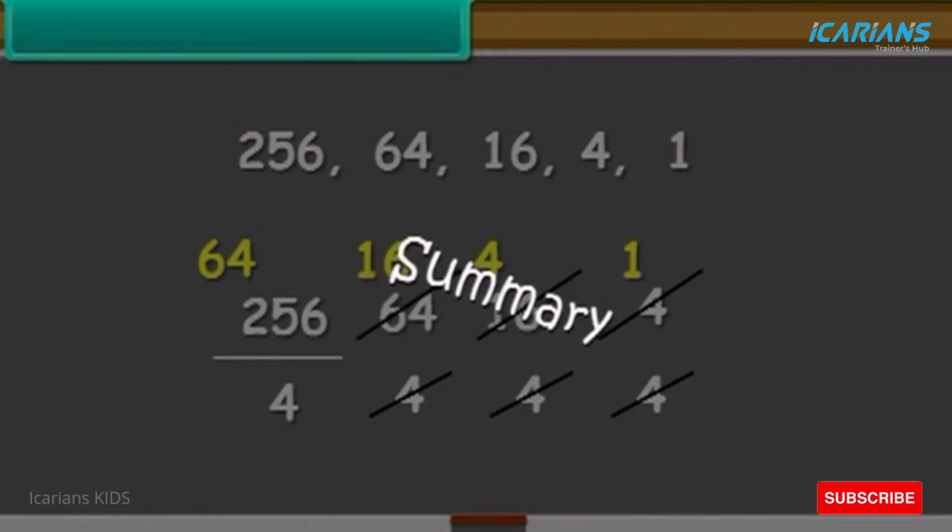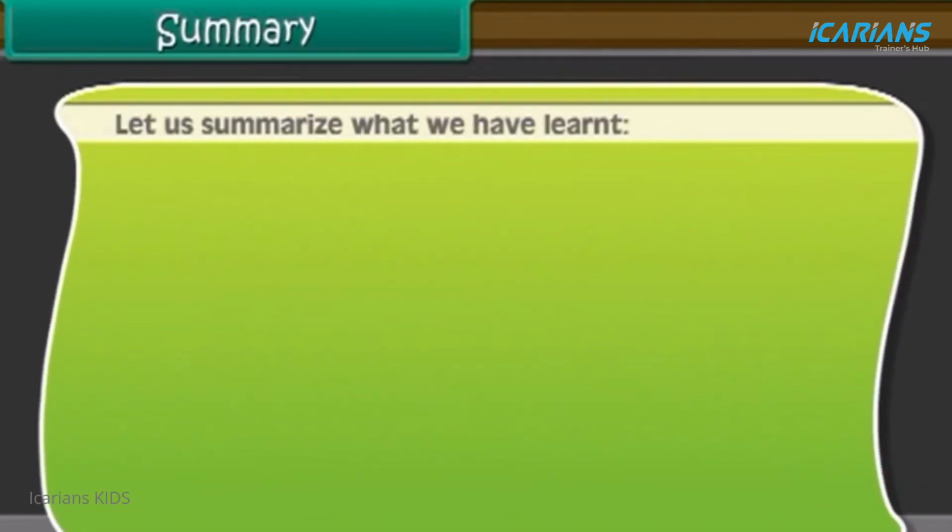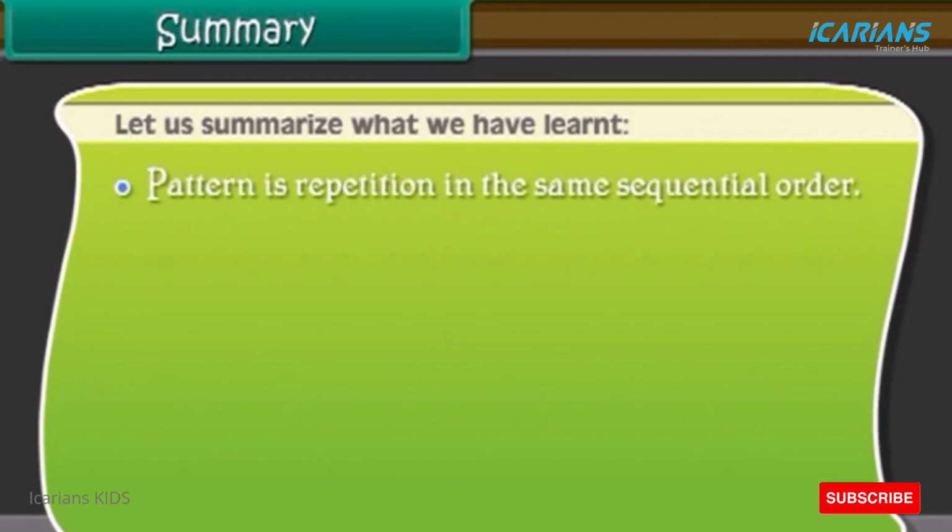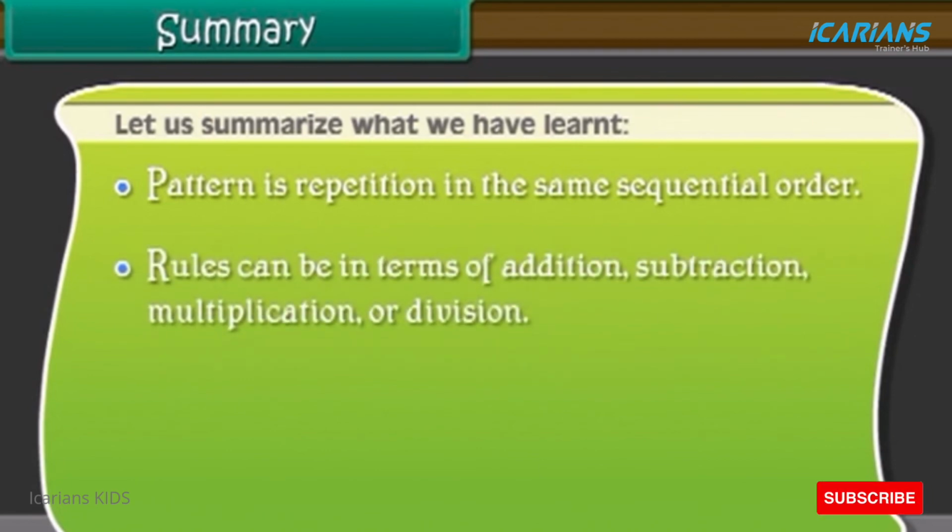Summary. Let us summarize what we have learned. Pattern is a repetition in the same sequential order. Rules can be in terms of addition, subtraction, multiplication, or division.